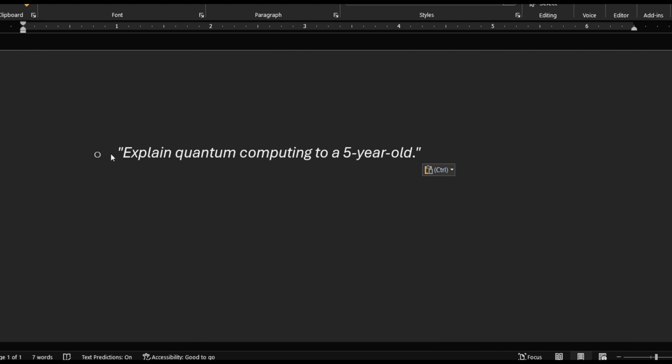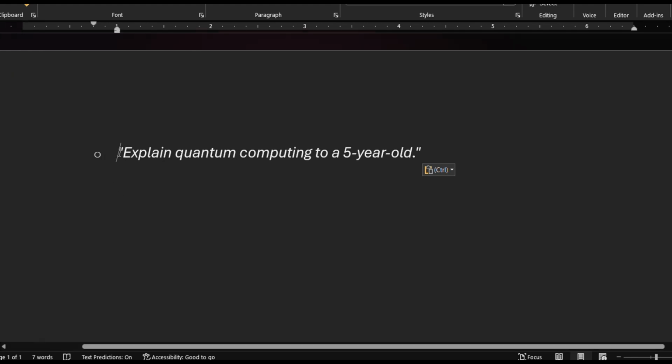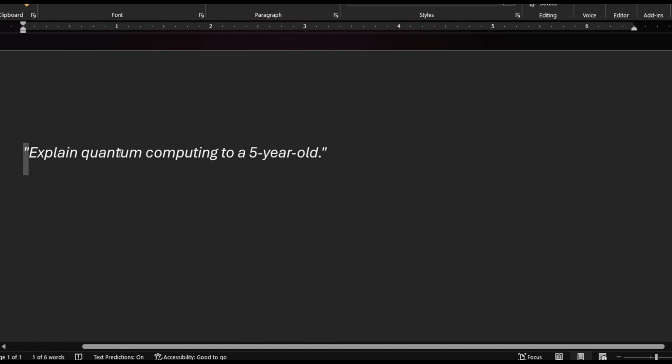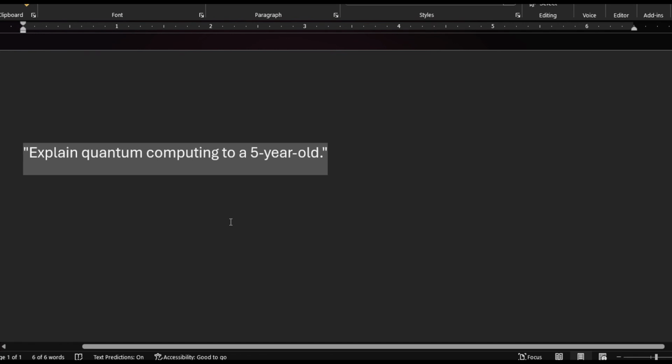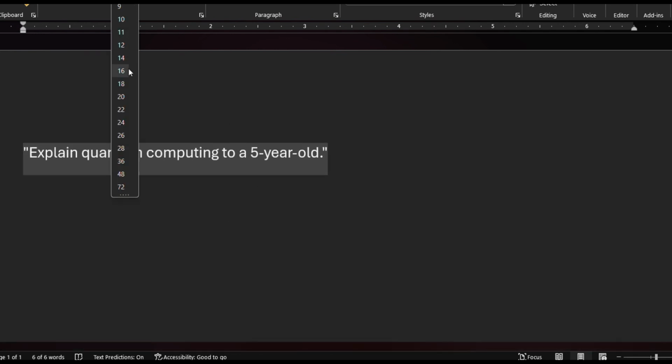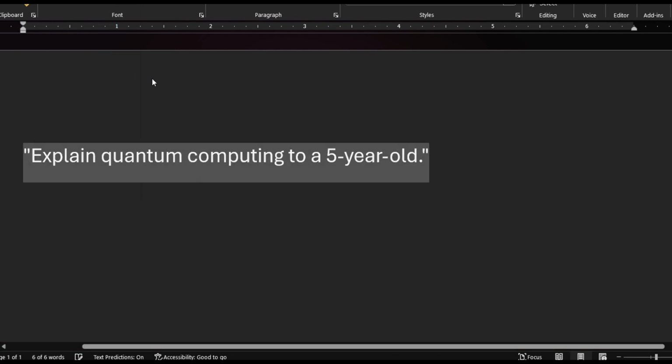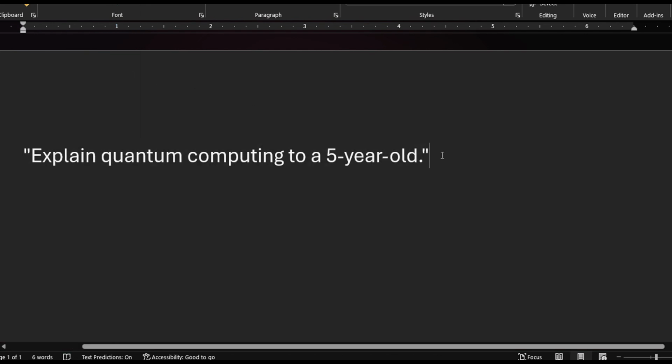Okay, let's look at this topic. It's a very simple topic. What we want to do is actually we want our AI to explain quantum computing to a 5-year-old in such a way that a 5-year-old will be able to understand what quantum computing is. That is exactly what we have in mind, to work with. So basically this is what we want to do.